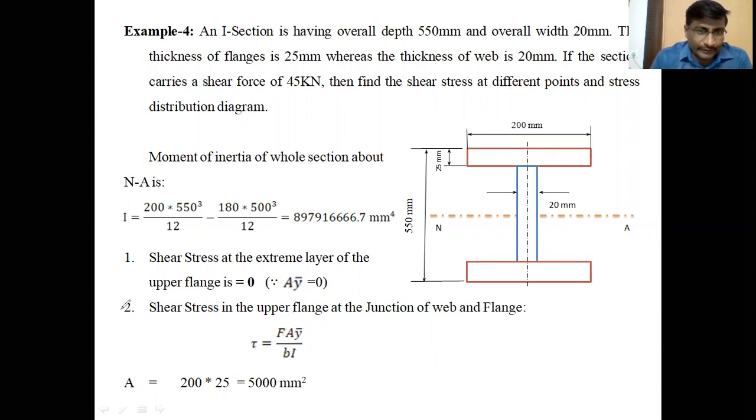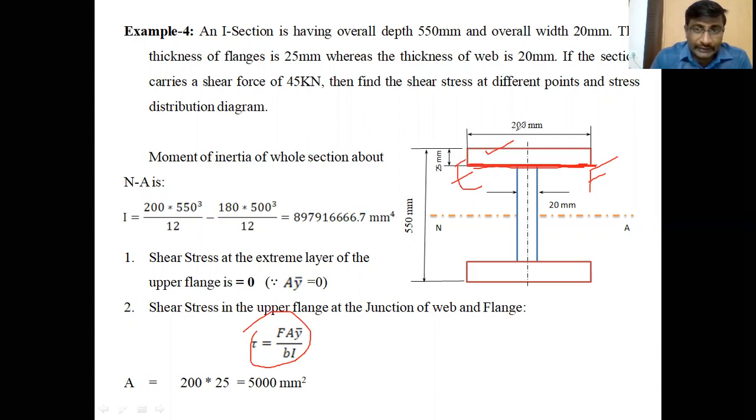And second, the shear stress in the upper flange at the junction of web and flange. The web and flange junction is this. By considering the layer EF at the junction, and applying the formula τ = F A ȳ / (B I) at that layer EF, we can find the shear stress τ at the EF layer.